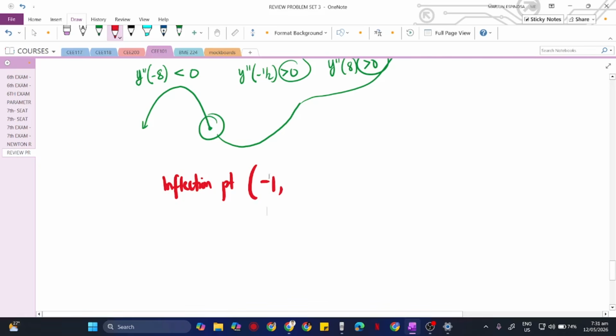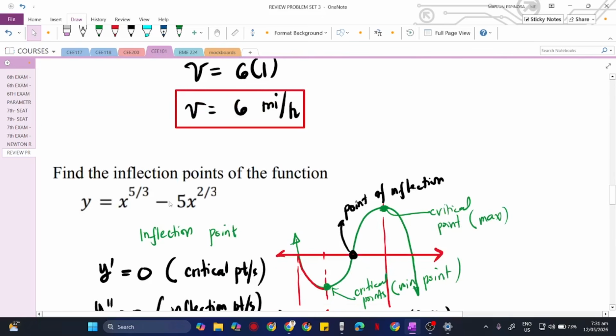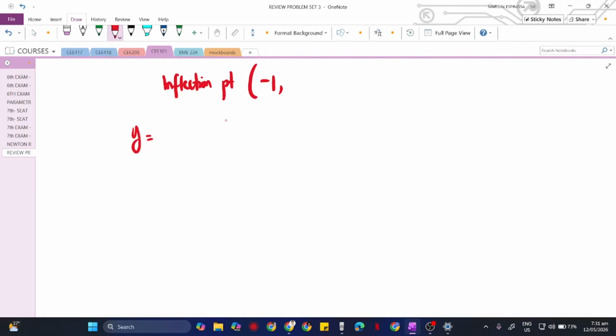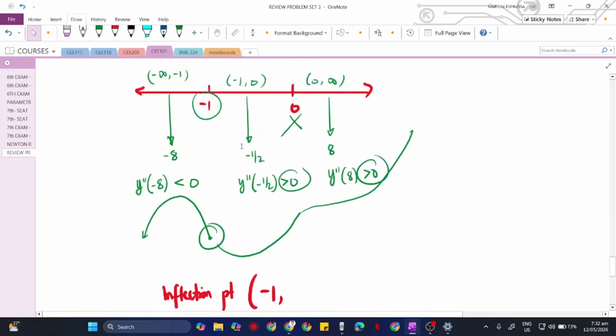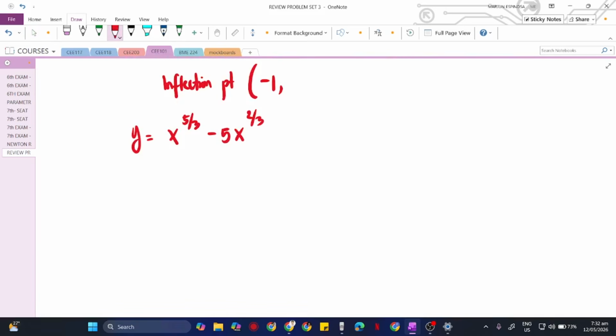Saan naman natin kukunin yung value ng y? Kasi points kailangan naka x and y coordinate. So, negative 1 yung x. Balik tayo dito sa main function. Yung main function niya, y equals x raised to the power of 5 thirds, minus 5x raised to the power of 2 thirds. Tama ba? Okay, ano ba yung magiging point of inflection natin? So, kukunin natin yung y value when x is equivalent to negative 1.